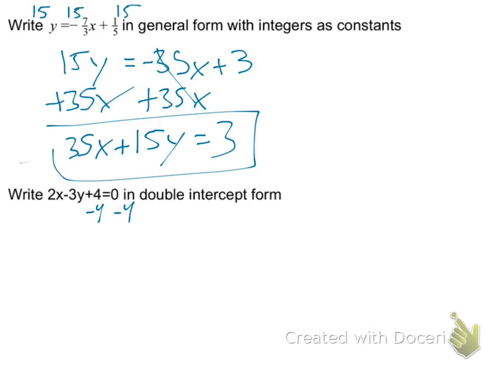How about subtract 4? Now, it's in general form. Yay, but that's not what I want. I want double intercept. Double intercept has 1 where that -4 is. So what do? How do I get rid of a -4 and make it a 1? Divide by -4.